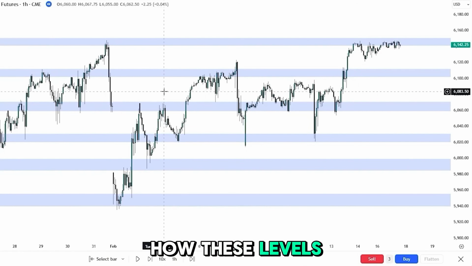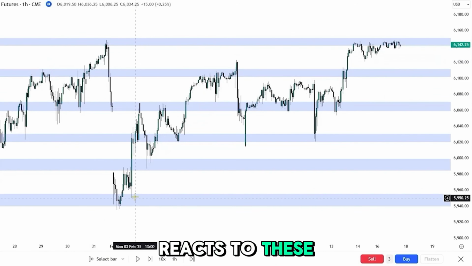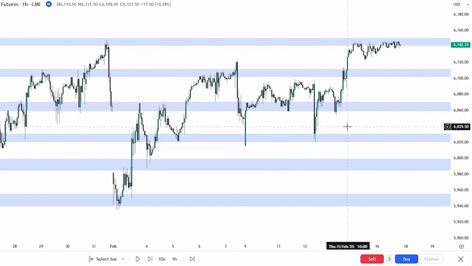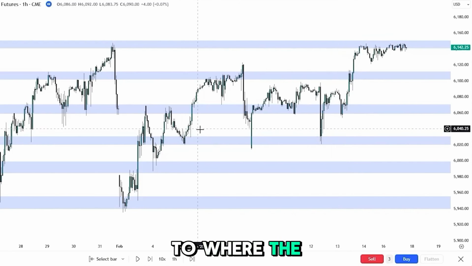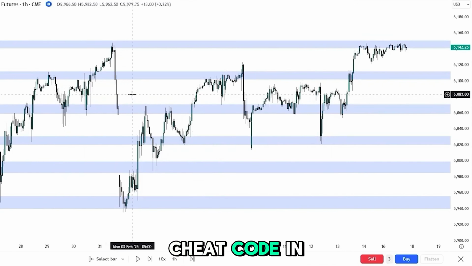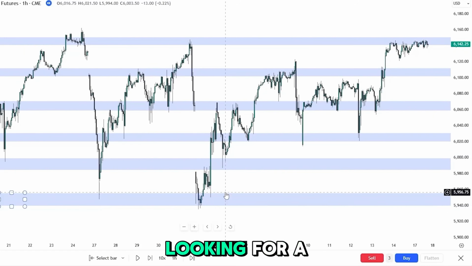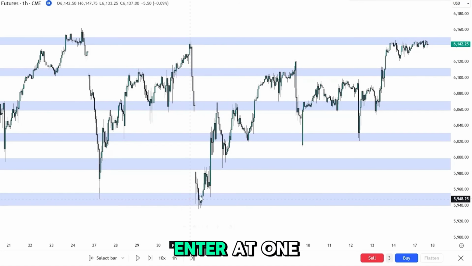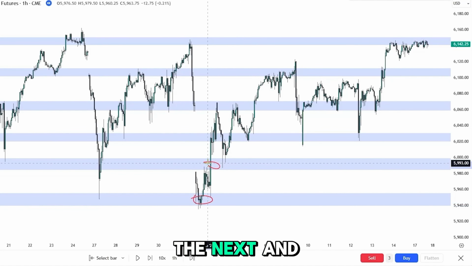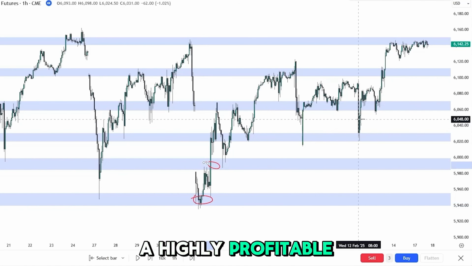So let's see how these levels play out in the future. Now, notice how the price always reacts to these levels with very high accuracy? That's because it's always gravitating to where the volume is. So this is like a market cheat code in a sense. And there's a few different ways of actually trading this, but we're typically looking for a level-to-level move. We want to enter at one level, then exit at the next. And with this, we can build a highly profitable strategy.